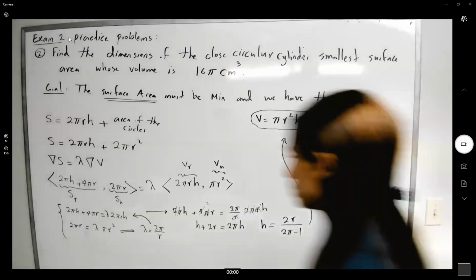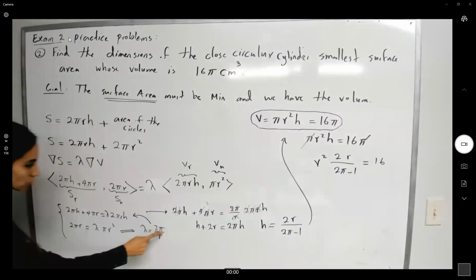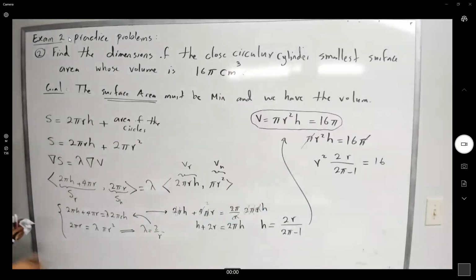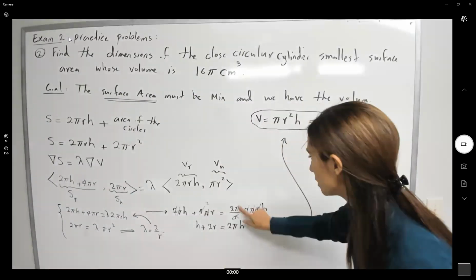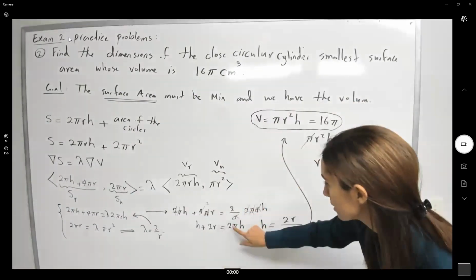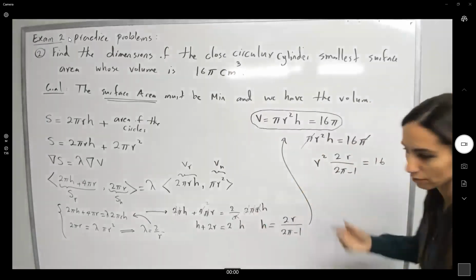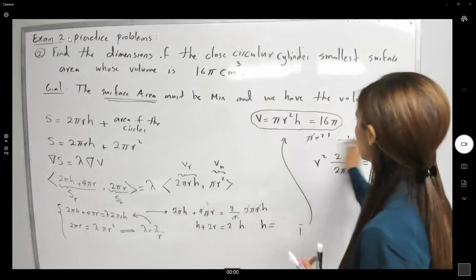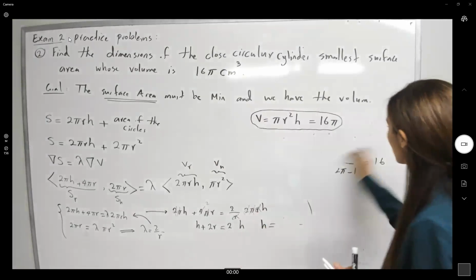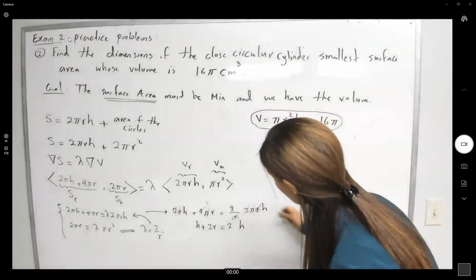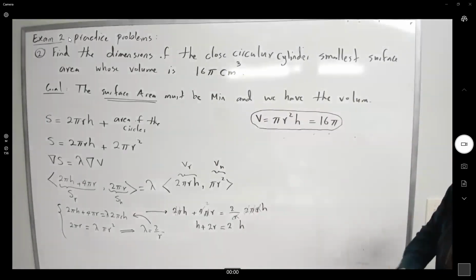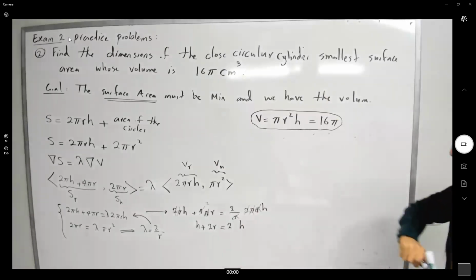Yeah, I forgot to cancel this out. Here you only have 2 divided by r. Okay, so 2 divided by r, we don't have any pi left here. Okay, it makes it easier and simpler. So h is equal to, okay, we don't have any pi. Good, much easier to work with. Very well. So my h is equal to 2r.